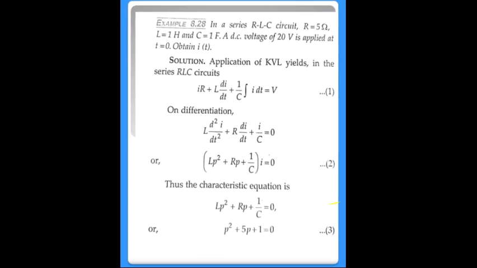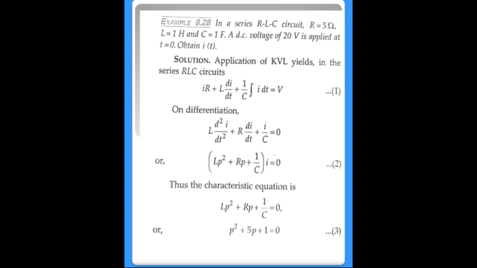In the given example, a series RLC circuit consists of R is equal to 5 ohm, L is equal to 1 Henry and C is equal to 1 Farad, which is excited with a DC voltage source of 20 volt, and obtain the value of I(t) at t is equal to 0. Now applying KVL in the series RLC circuit, we obtain IR plus L dI upon dt plus 1 upon C integration of I dt is equal to V.